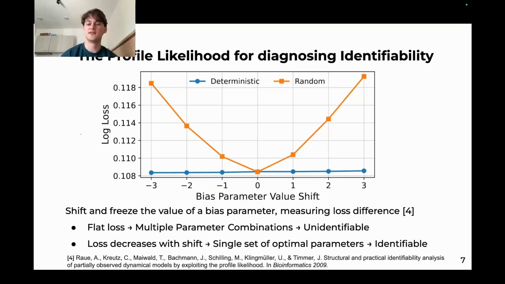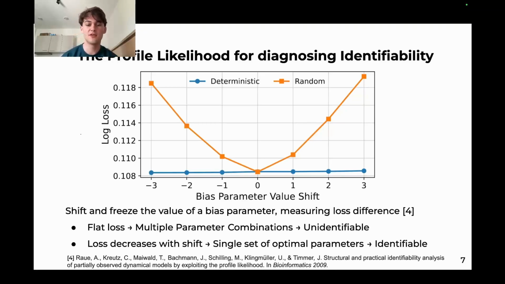So this means that when we display all items in the same ranking every time, we are not identified, and as a result, we can freely shift the parameters. And for the random setting, we are identified because we can observe one document at multiple positions, and hence we can derive the difference in position bias. The idea of the profile likelihood is that we shift and freeze the value of a bias parameter, and we measure the difference in the loss.